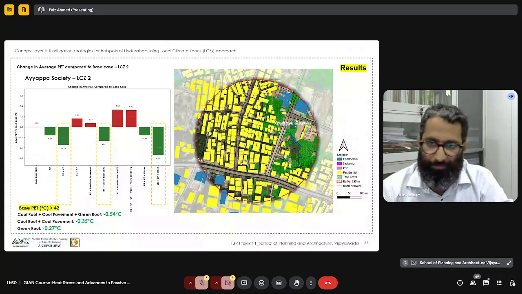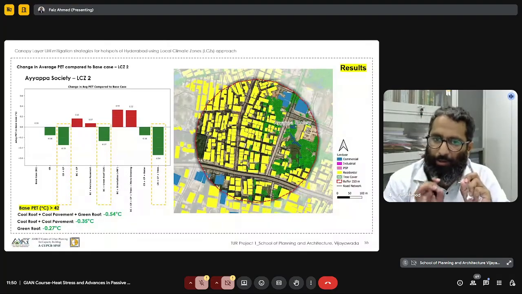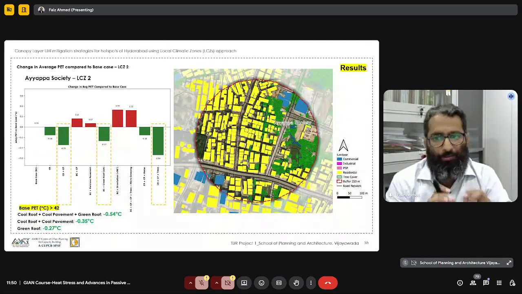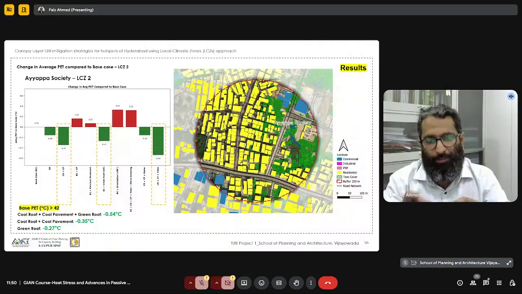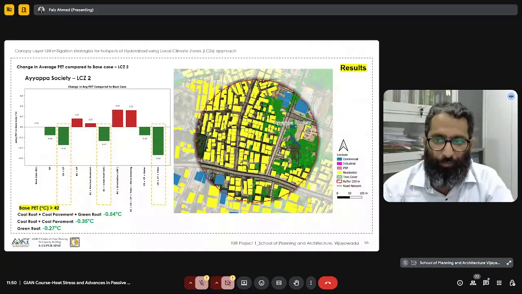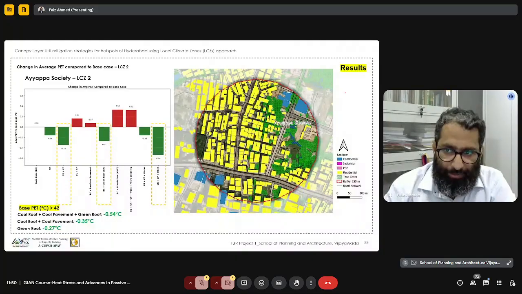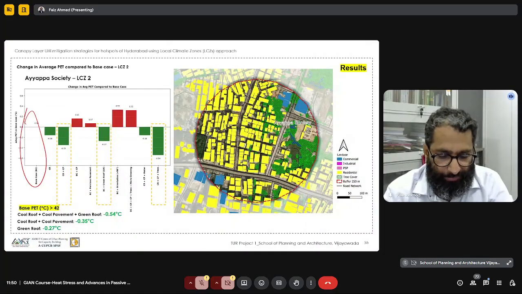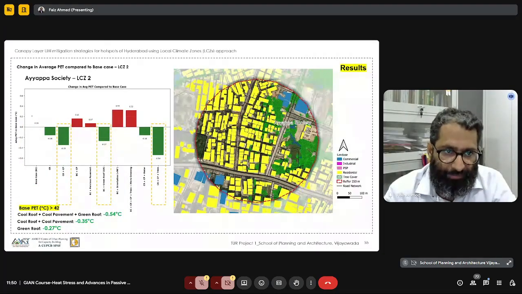I'll not go into details of each of the results, but I'll just highlight some strategy in each neighborhood, and very quickly go through which worked, which did not work. For example, let's say this is one of the neighborhoods in Hyderabad. You can see this is the base case. How do we read this graph? You have a base case here. This is the existing case. The first assessment was done to analyze the existing case. So keeping that as a zero reference, these strategies are added.